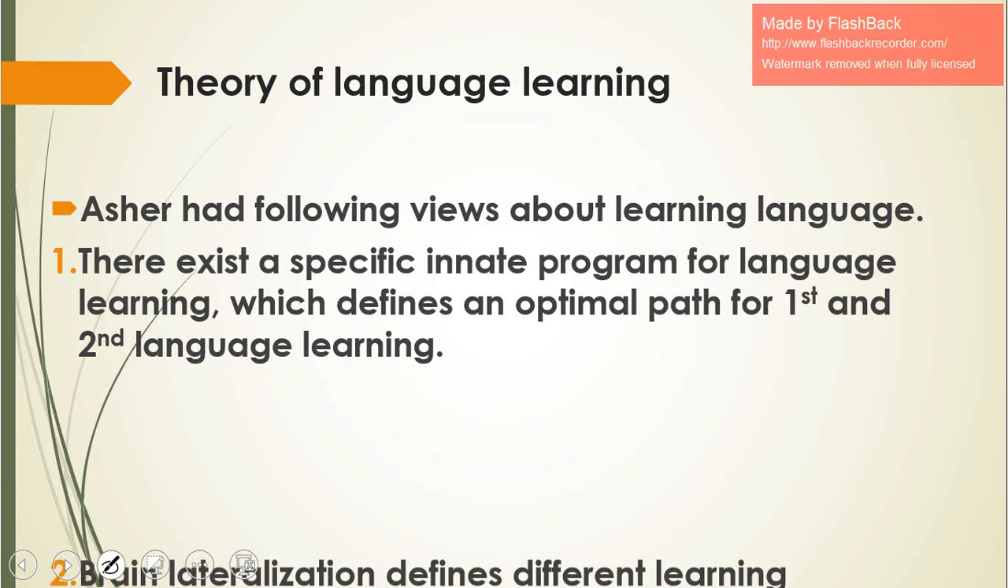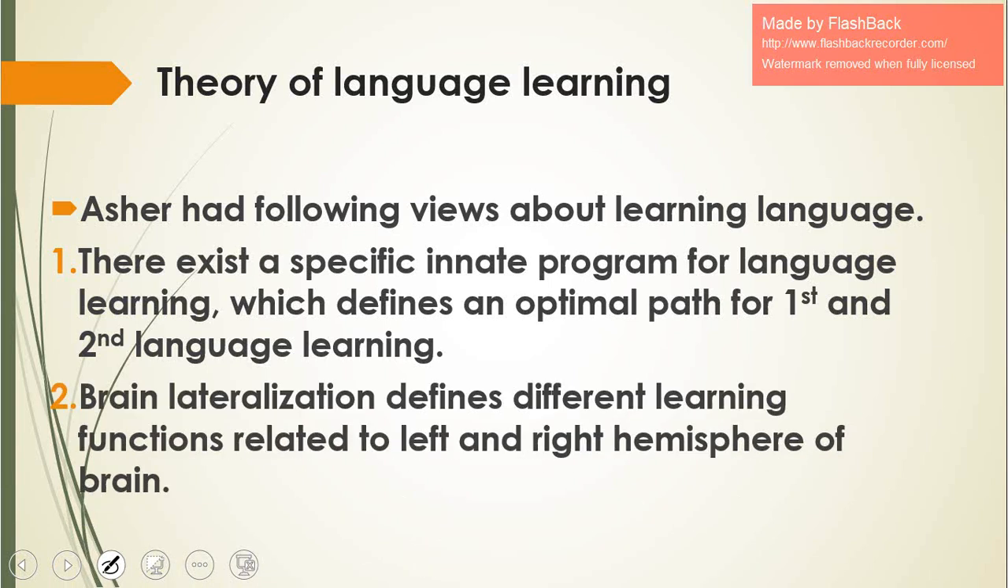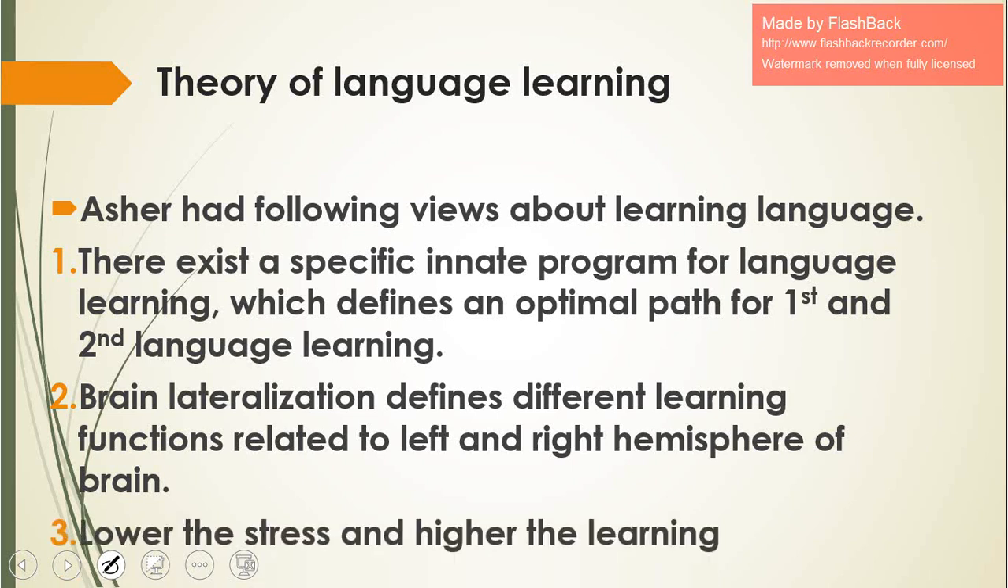The next point he says is brain lateralization defines different learning functions related to left and right hemisphere of the brain. Brain lateralization means your brain is divided into two parts, the right part and the left part. You say left hemisphere and right hemisphere. Both parts are responsible for different language skills, like productive ones and listening ones, which I will explain in a further slide. The third one is: lower the stress, higher the learning. He believes that language should be stress free to heighten the learning experience.